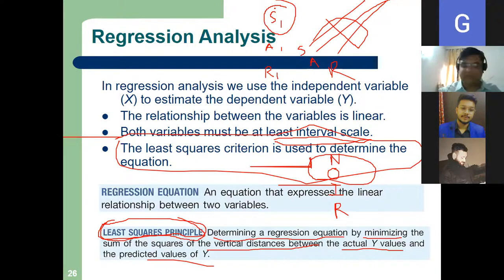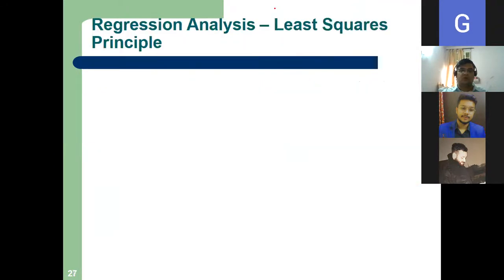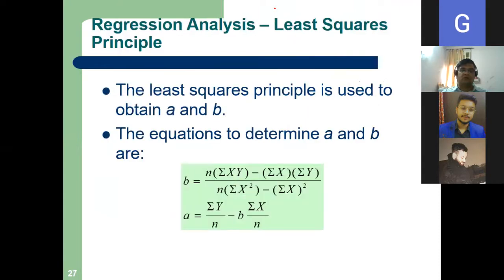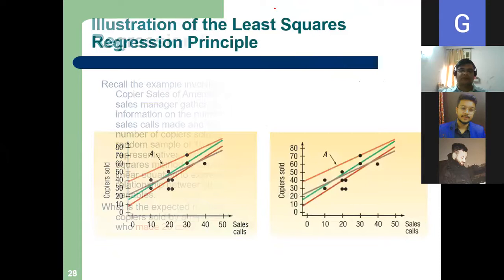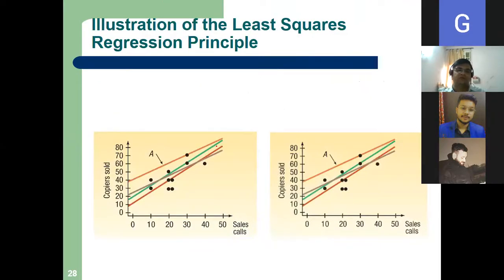This is just a concept. If you remember this much, it is fine. How we are actually drawing the line, it tells us. You can see this. Different lines are there. How to know which one is according to the least square principle? The line that is the regression line is the one for which the sum of these vertical distances squared is minimum.